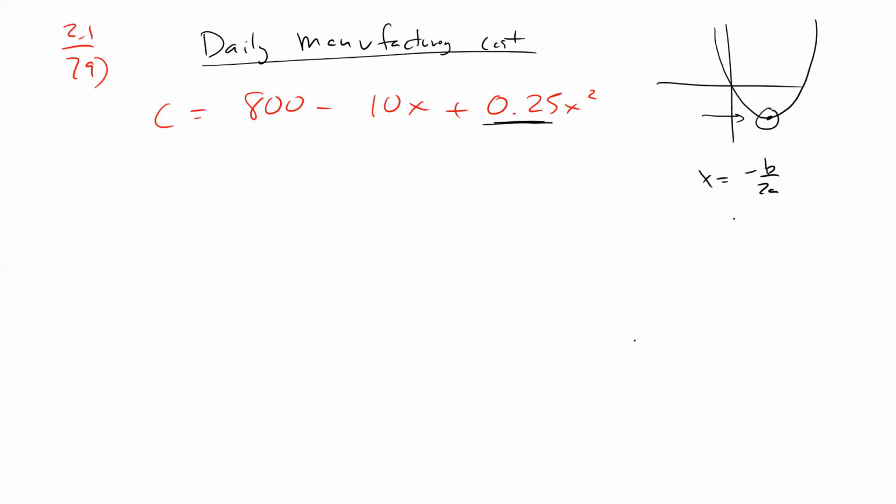This is a function of cost, right? X is the number of light fixtures that need to be produced, and the y value technically is cost for us. Does that make sense? What we want to do is find the x value, because we want to know how many need to be produced to give us the minimum cost.